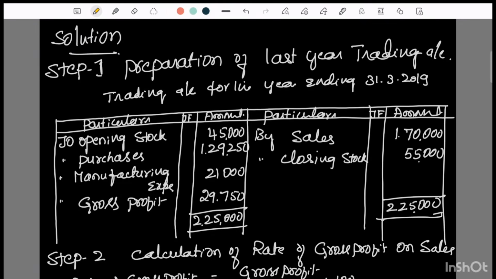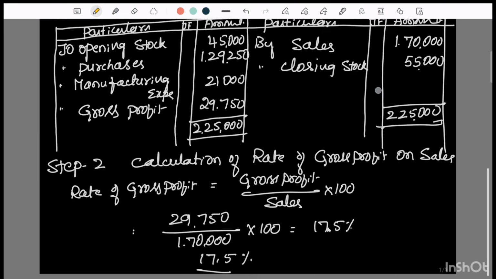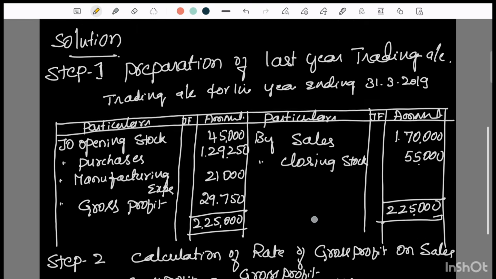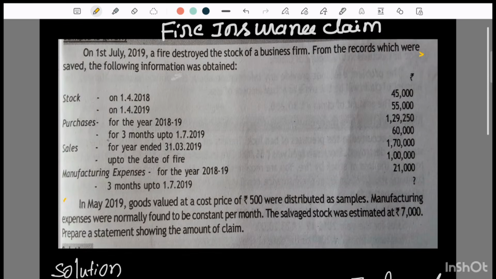Today we are going to solve a problem related to fire insurance claim. In the previous video I gave the various stages for the calculation of insurance claim: preparation of trading account, calculation of gross profit ratio, memorandum trading account, and also the statement to find the claim amount. That's explained in the previous video, so once you go through that video, today I have taken a problem related to that.